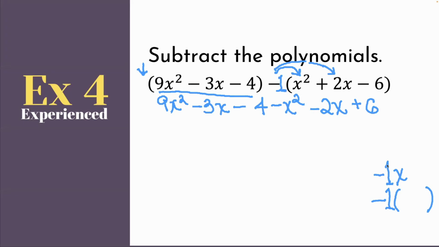So starting with the x squared terms, I have 9x squared there. And I'm going to take away an x squared, and remember it's 1x squared. So 9x squared minus 1x squared is 8x squared. Notice I'm adding, subtracting now. My variable portion doesn't change. I don't see a change in the exponents.